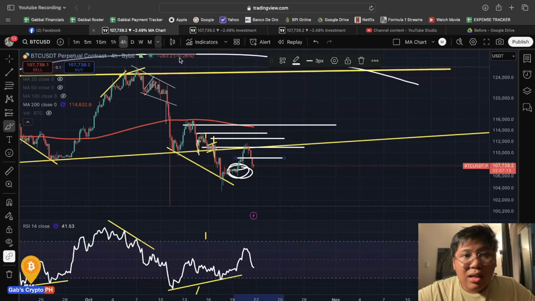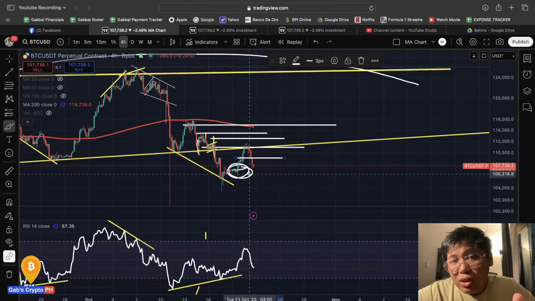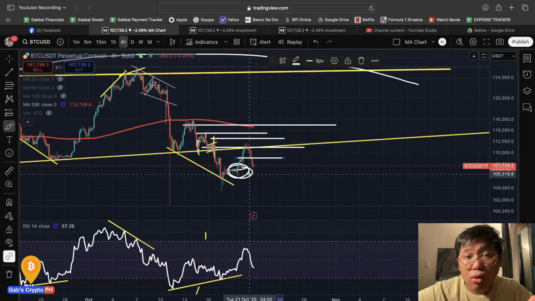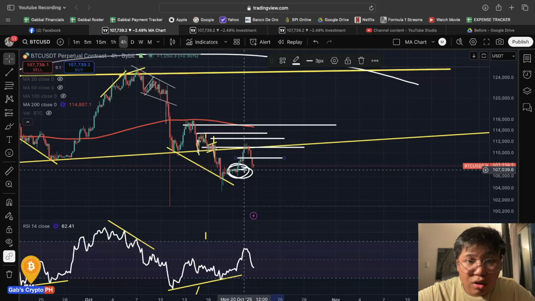From our long position, we took profits at 110,000. At the same time, we closed that and shifted to a short position. So for both the long position and the short position, we are definitely in profits for both of our trades.